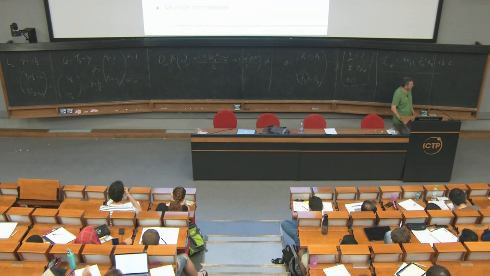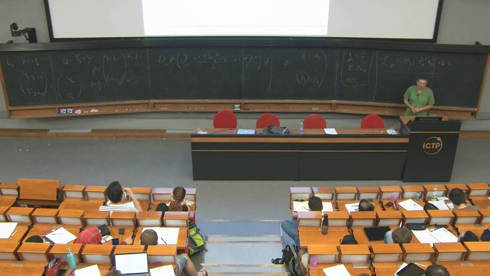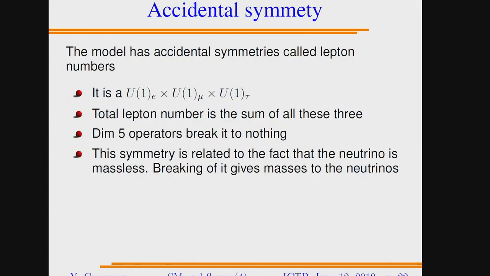Okay, so let's go on, and let's talk about the accidental symmetry of this model. And this model has a U1 cubed accidental symmetry, and dimension 5 actually breaks it completely.